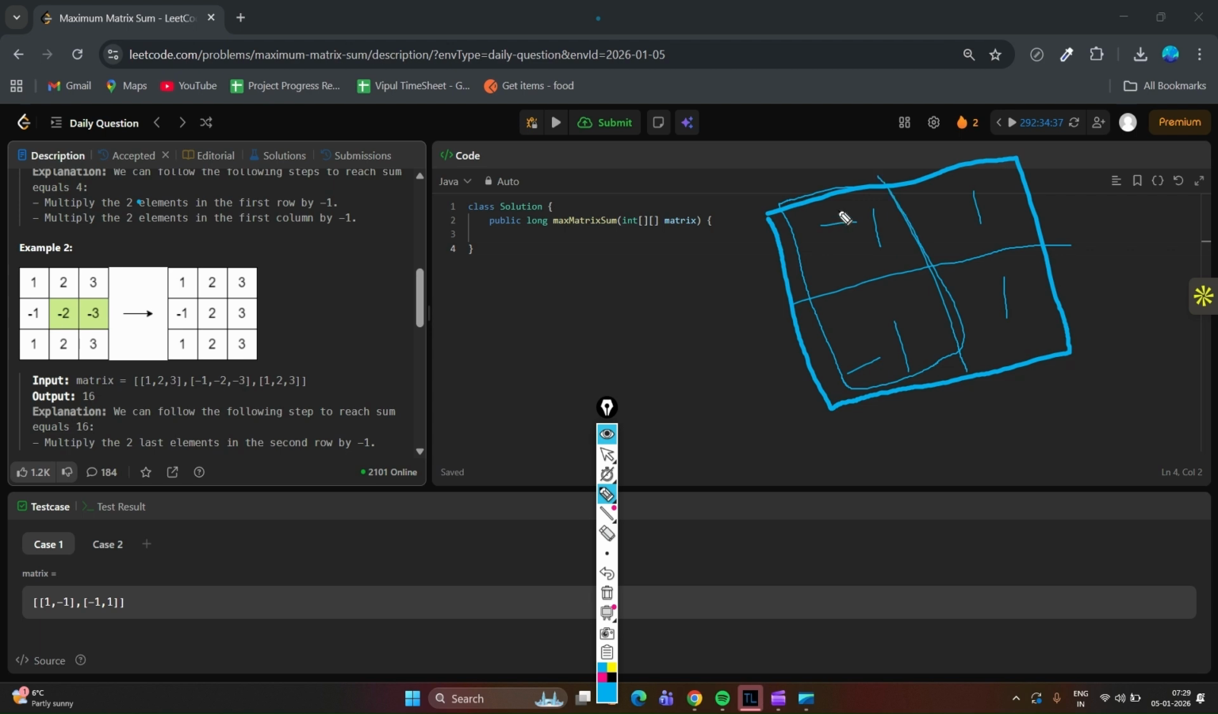If you look, the count of negative elements is 2. How many negative elements in this? It is 2. And what is the absolute sum of this matrix? Absolute sum means you have to neglect the minus sign. If you add the total, then the absolute sum is 4. So the count of negative elements is 2, and the sum of absolute elements is 4.